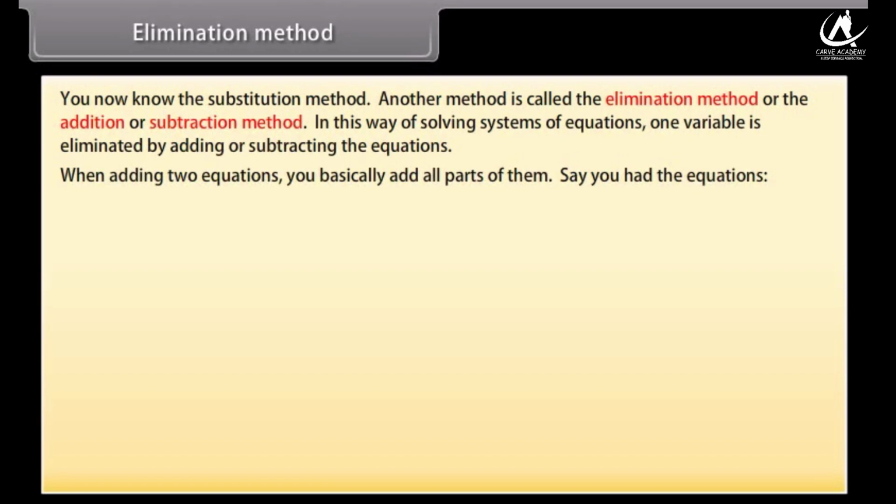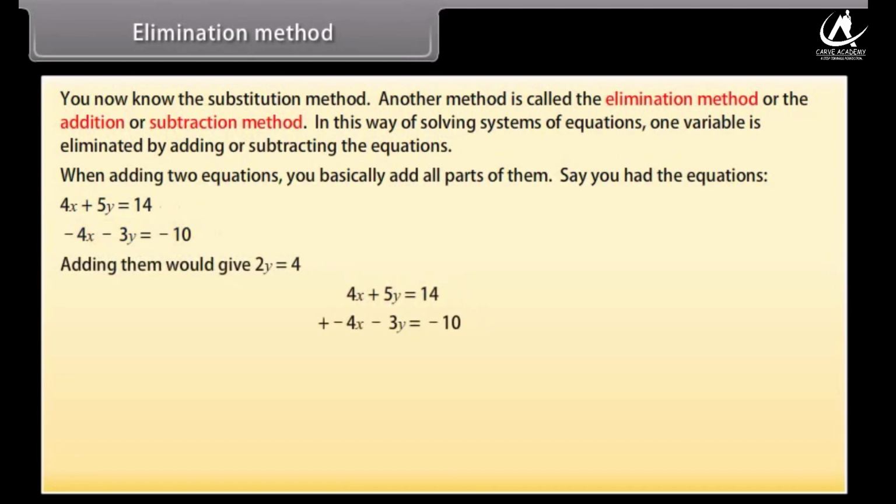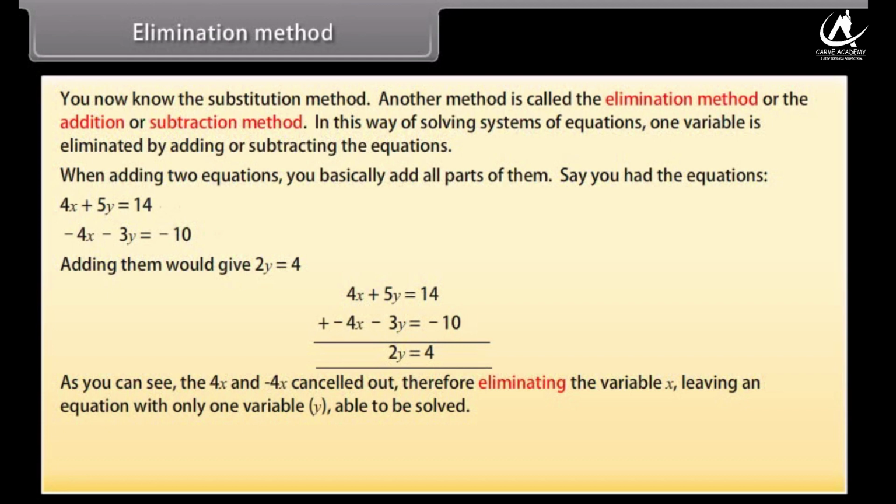Say you had the equations 4x plus 5y is equal to 14. Minus 4x minus 3y is equal to minus 10. Adding them would give 2y as 4. As you can see, the 4x and minus 4x cancelled out, therefore eliminating the variable x, leaving an equation with only one variable y able to be solved. 2y is equal to 4. y is equal to 2.